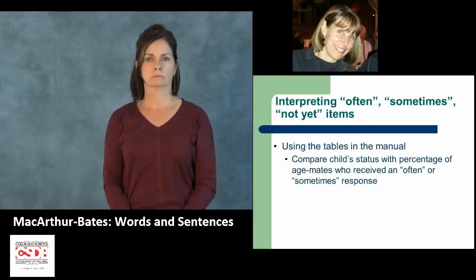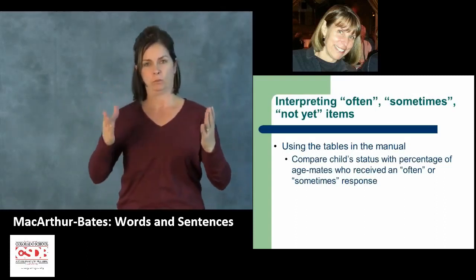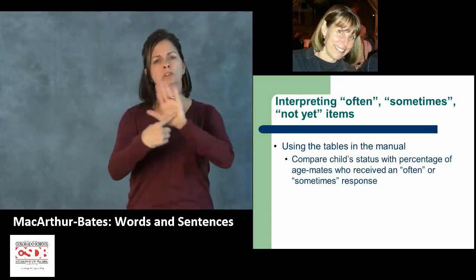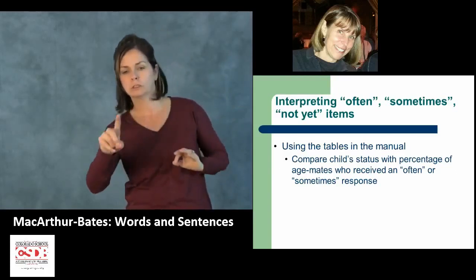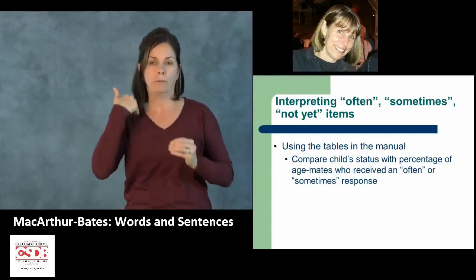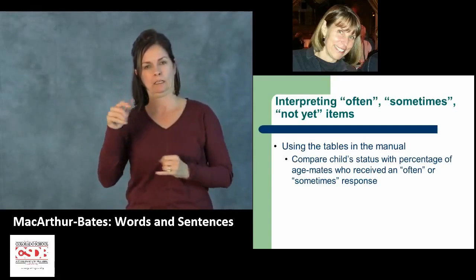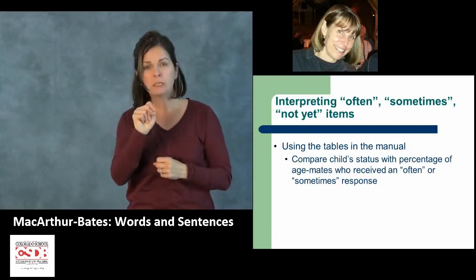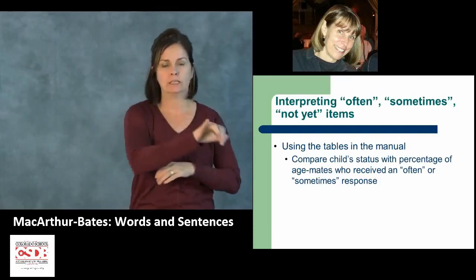So the next thing that we're going to look at are some tables that will help you interpret your child's use of talking about the past, the present, the future, and the use of the different word endings. Remember on the summary sheet, parents were checking off if their child often does that, they sometimes do it, or they're not doing it yet.